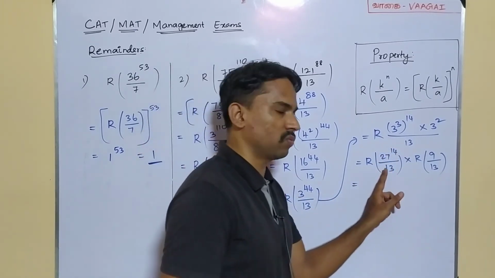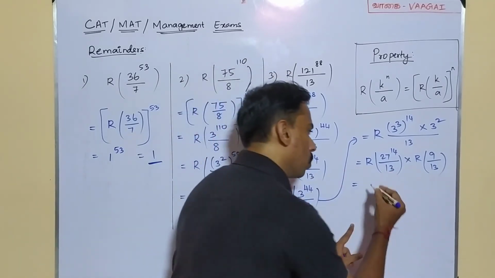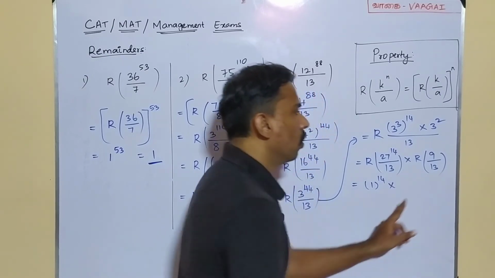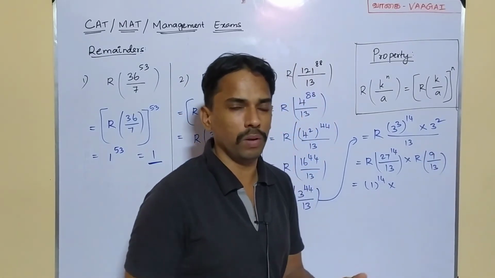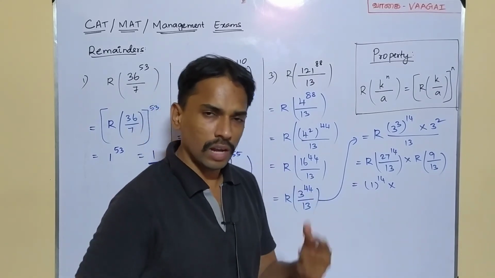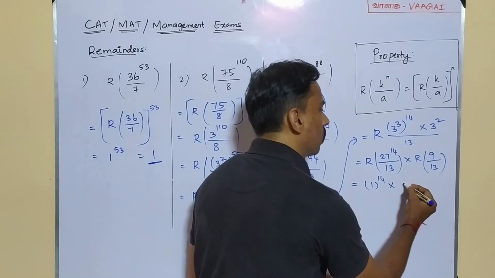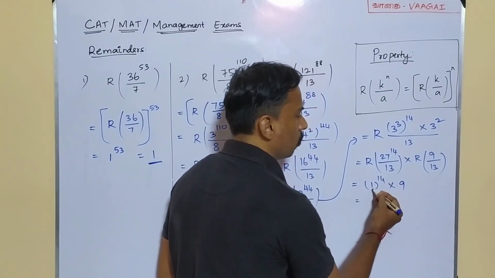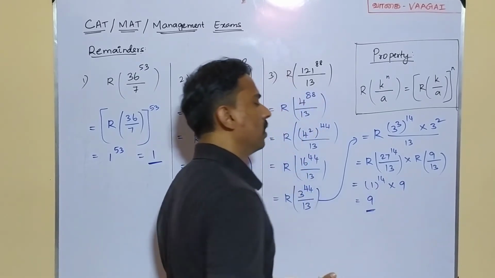This looks very simple as we planned. This 27, if I try to divide by 13, my remainder will be 1. So for this first part, I will get 1 power 14 into, what about the second part? The remainder when 9 is divided by 13. It's very simple. When you divide 9 by 13, this 9 is a lesser number than 13. So obviously the lesser number itself will come as the remainder. So 9 will come. So what would be our answer? 1 power 14 is anyways 1. So 1 into 9. So finally our answer will be 9.